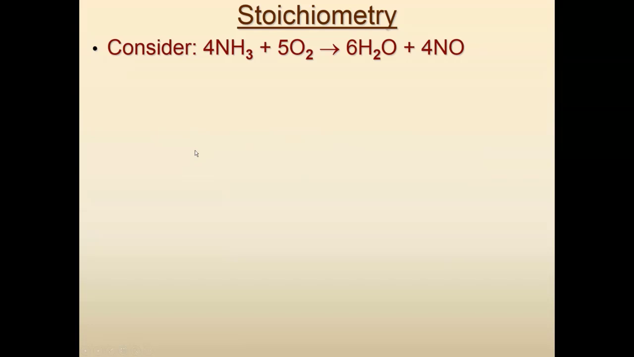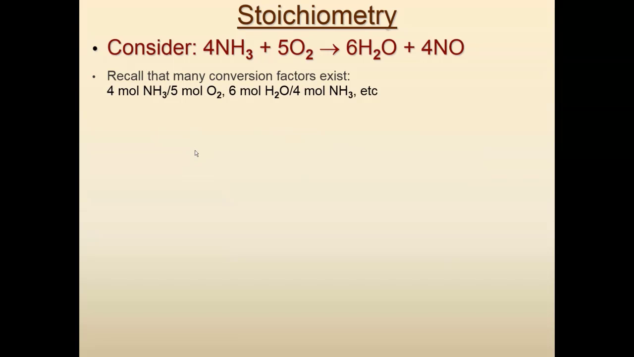Let's consider this reaction, a reaction of ammonia, which is NH3, with oxygen. When ammonia reacts with oxygen, or burns in oxygen, you get nitrogen monoxide, which is the NO, but you also get water. Many conversion factors exist. You've dealt with grams to kilograms and things like that. And stoichiometry is using conversion factors, but conversion between different substances.